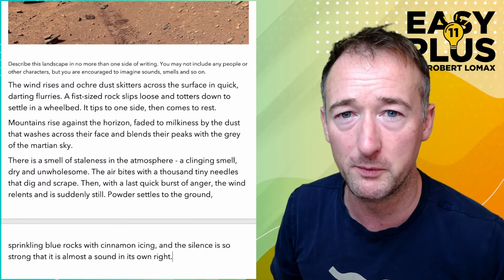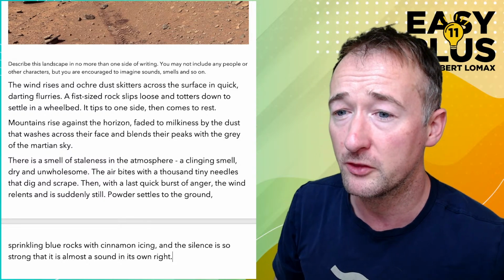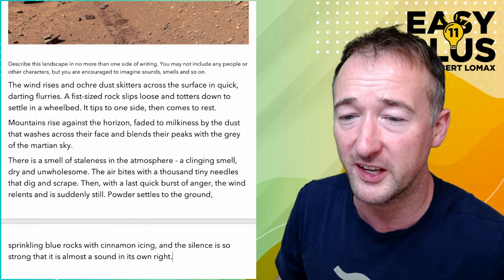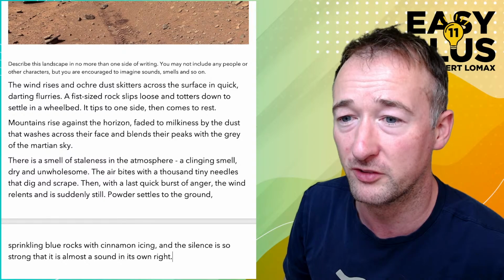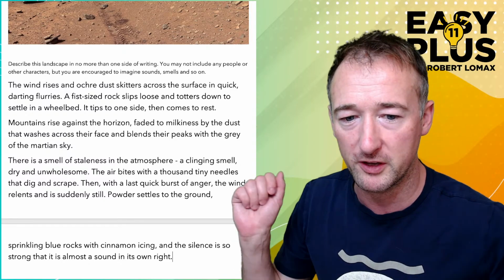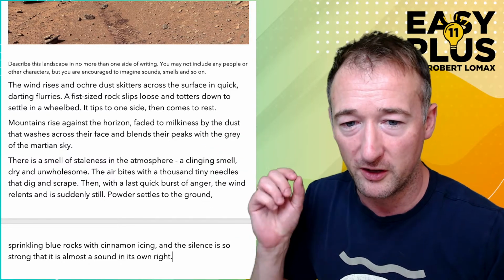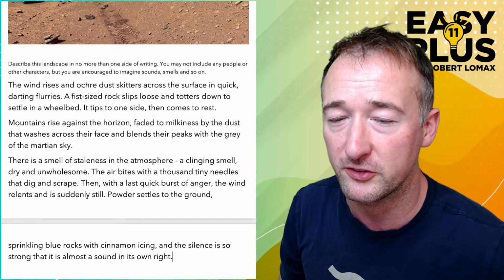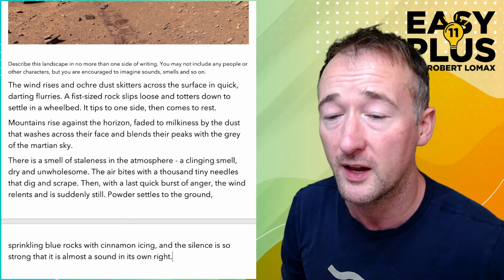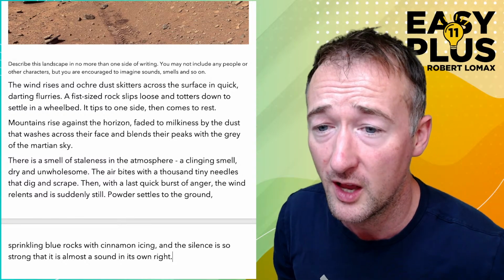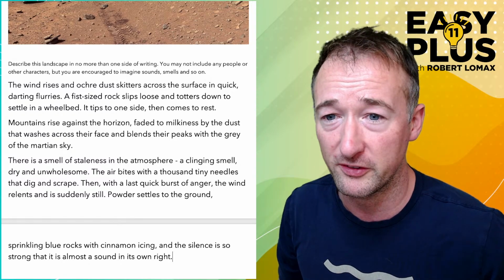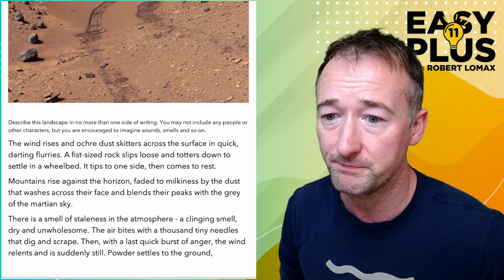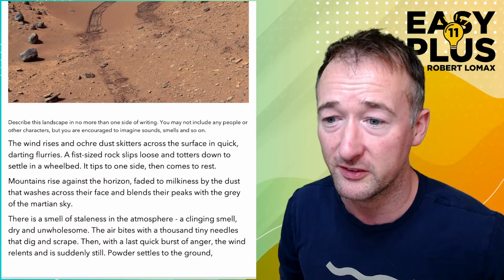Let's read through this one more time and see if there are any last edits to make. The wind rises and ochre dust skitters across the surface in quick darting flurries. Darting flurry. So a flurry is like a whoof of wind, and a dart is a little quick movement. A fist-sized rock slips loose and totters down to settle in a wheel bed. So here we're using details from the image, but we're also introducing the rock as though it's a character and giving it movement. It tips to one side, then comes to rest.